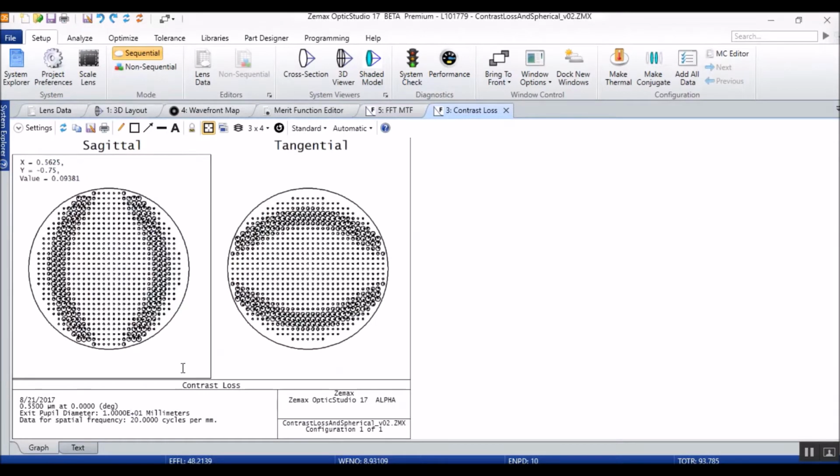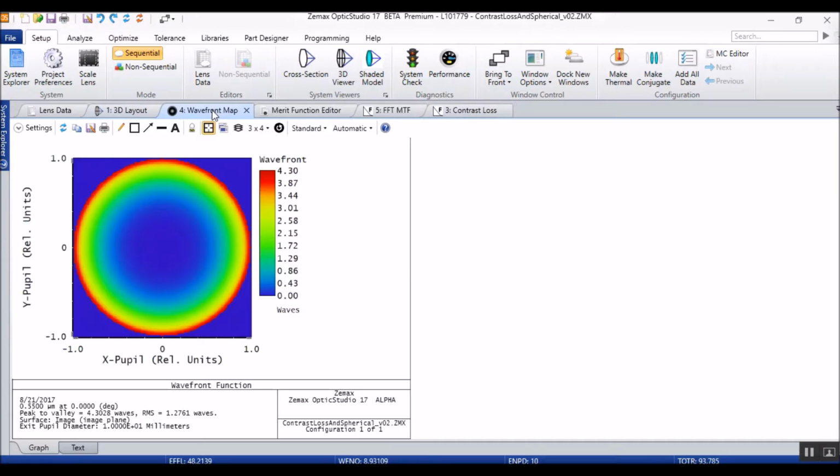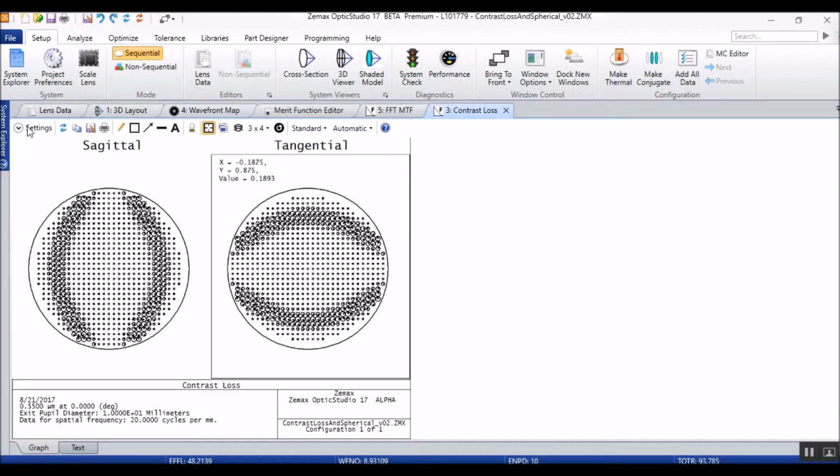If I switch now to a slightly faster system that, again, I'm using at the 2 F points, but now I have 4.3 waves of spherical. If I create a contrast loss plot for that with a higher sampling, you will see that the patterns here start to look like shear plate interferograms. That's because we're essentially plotting an interferogram of the wavefront difference, or of the wavefront slope. You can see that in this case, we're getting the most loss of MTF along this band here at half a wave of OPD difference between the shifted and the unshifted pupil functions.